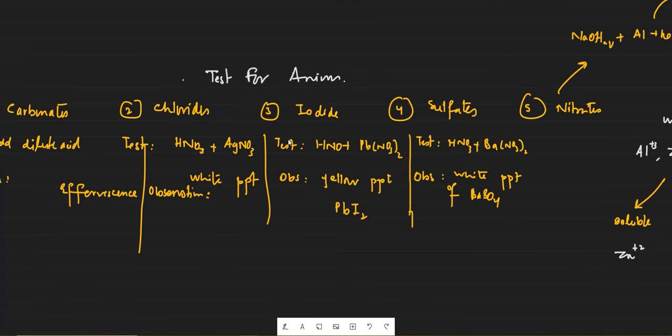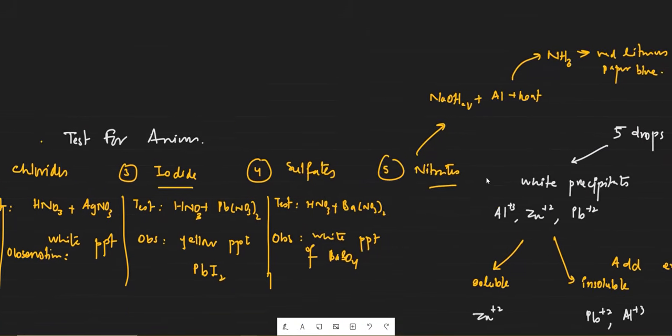You already know this. Even the sulfate, you add nitric acid and then you add barium nitrate, which will form barium sulfate, and it will show a white precipitate. So you know that the solution has some sulfates. Only for iodide you need to remember that you will have to add lead nitrate along with nitric acid, and it will form a yellow precipitate. You just need to remember this and this. The rest of it is pretty easy to remember.